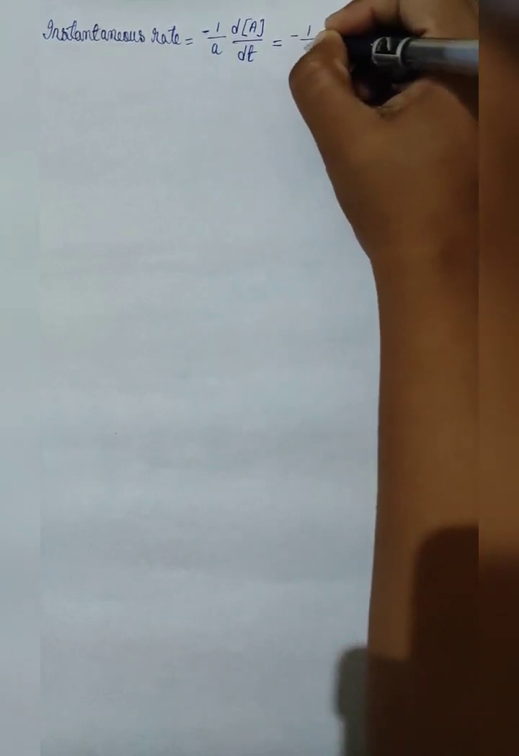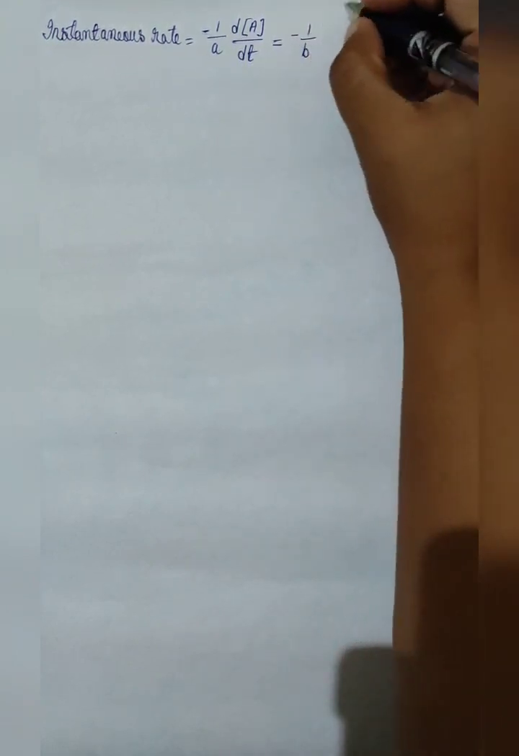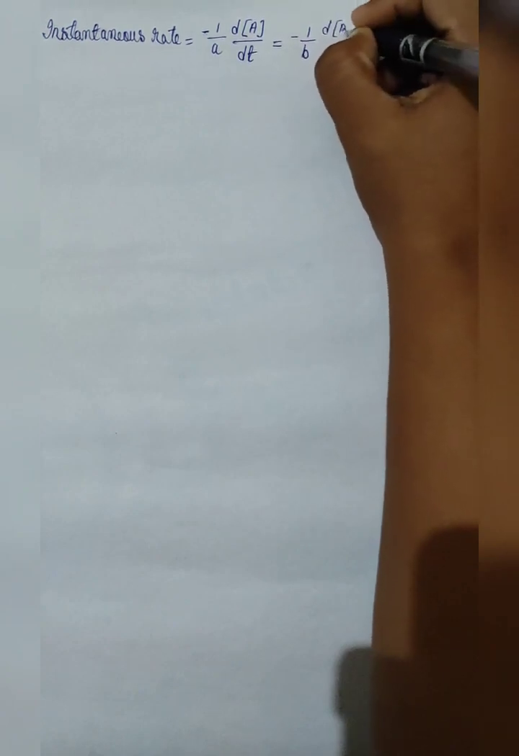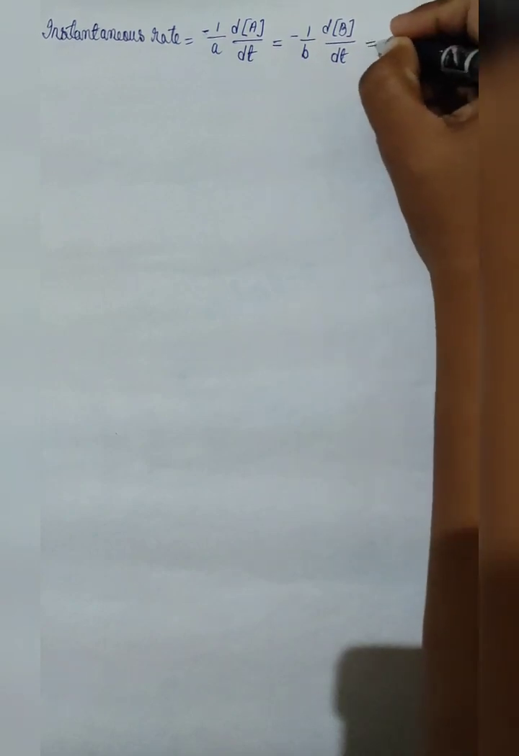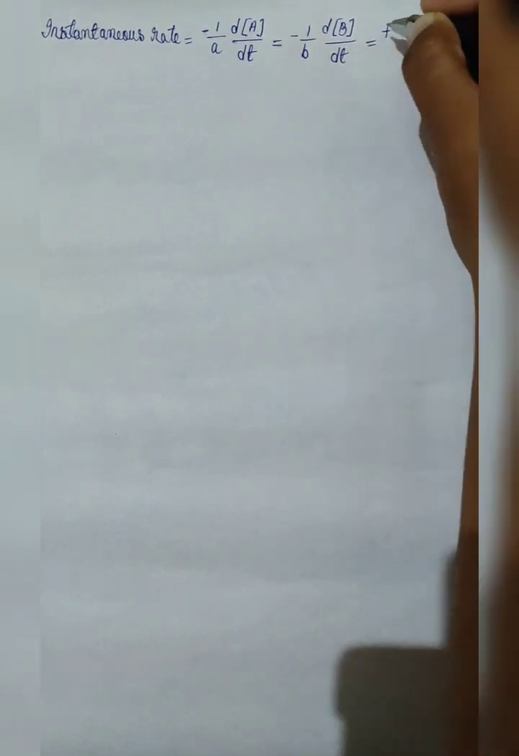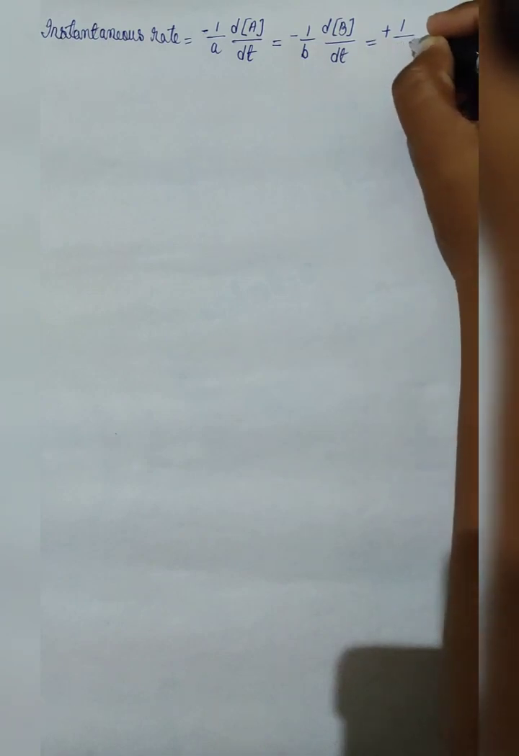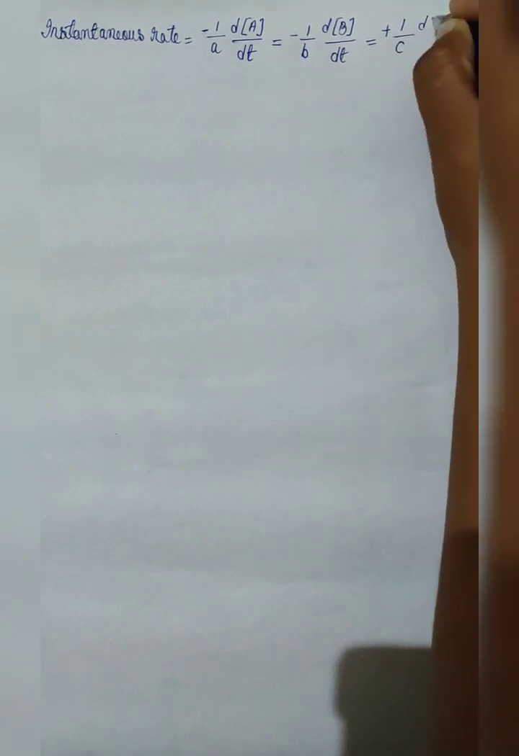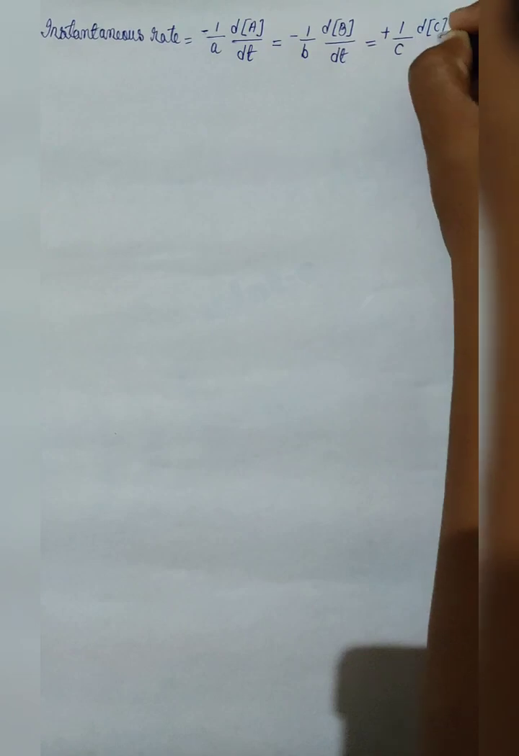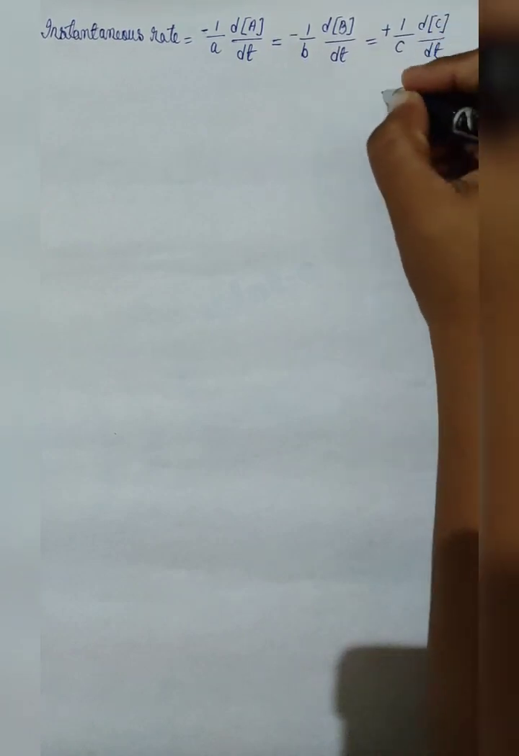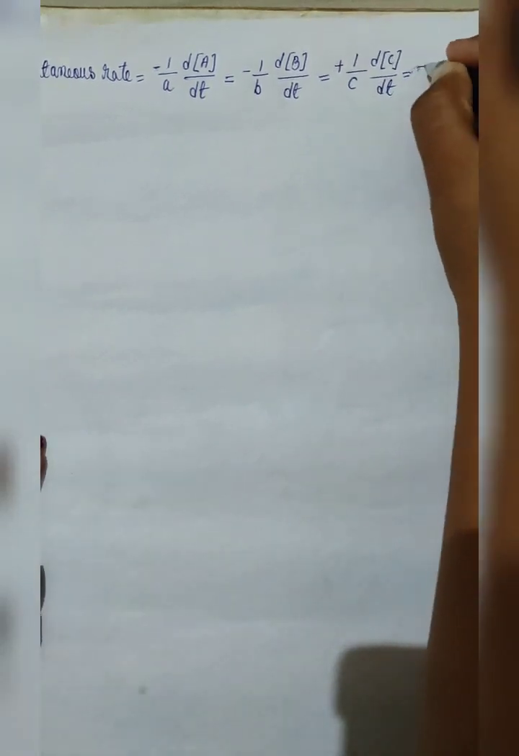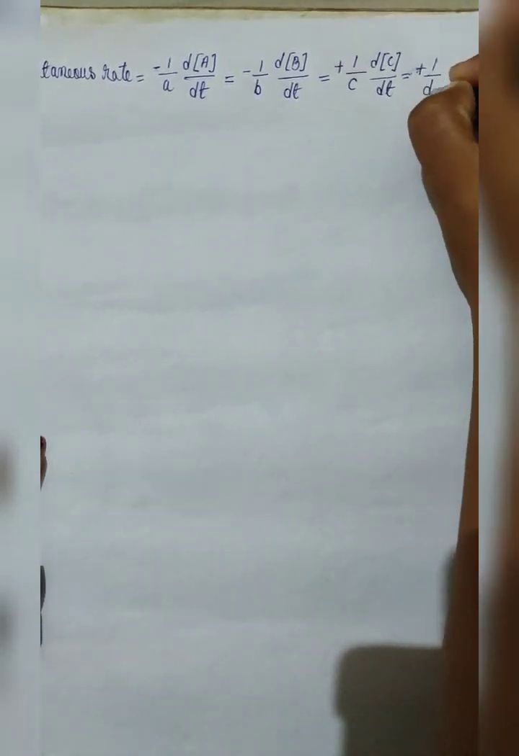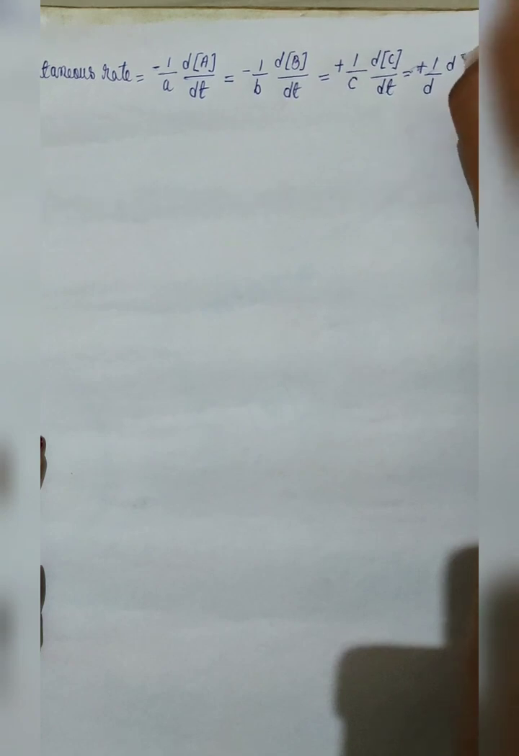Minus 1 by the stoichiometric coefficient of the reactant B, d concentration of the reactant B divided by its time. Now we will go for the product. The product will have a positive sign: 1 divided by the stoichiometric coefficient, d concentration of the product C with respect to time, is equal to plus 1 by the stoichiometric coefficient, d concentration of D with respect to time.